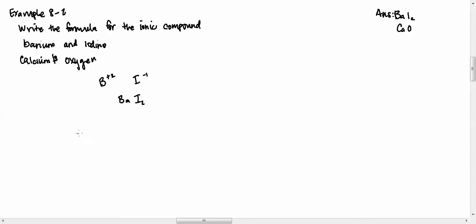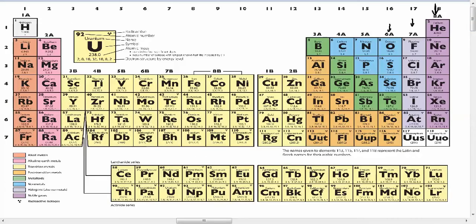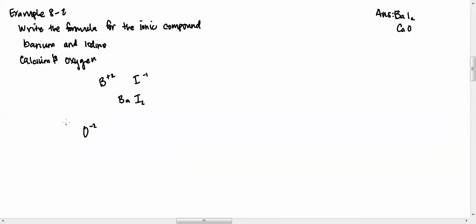All right, calcium and oxygen. Let's do that one. We've already done oxygen. Oxygen has a negative 2 oxidation number, and calcium, let's see. Calcium has a positive 2 because it's in group number 2. It has 2 valence electrons. It's going to want to get rid of those 2 valence electrons, and when it gets rid of those 2 valence electrons, it's going to have 2 more protons than it does electrons.